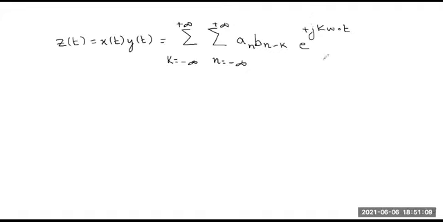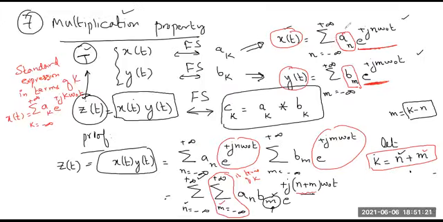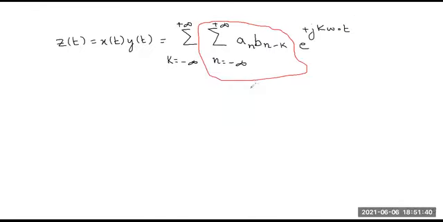Now if you compare this result, this is the signal for which we are finding the Fourier series coefficient. a_n is the Fourier coefficient of x of t. b_m is the Fourier coefficient of y of t. And now when you multiply these two signals together, you get a signal z of t. And what are the Fourier coefficients of this signal? These are the Fourier coefficients. So we have a of n, b of k minus n, where n is from minus infinity to plus infinity.